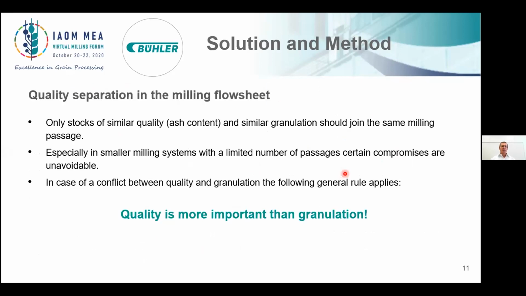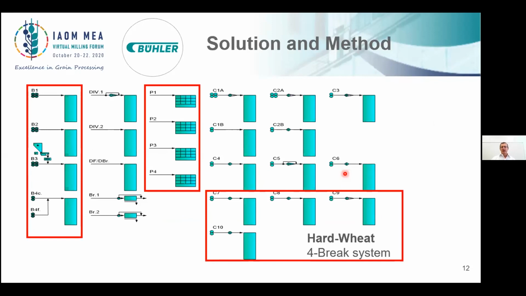So summing up, quality separation in a milling flow sheet means stock of similar quality, ash content, has to join the same passage. In smaller mills, you may need some compromises. Smaller mills can be below 100 tons. But in case there is a conflict, disregard granulation and look at quality. Looking at flow sheets, you find different flow sheet concepts. We learned also the weight has an impact on how to design a flow sheet.